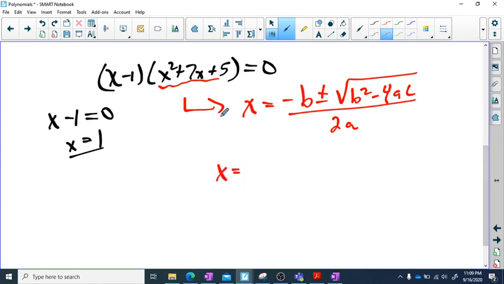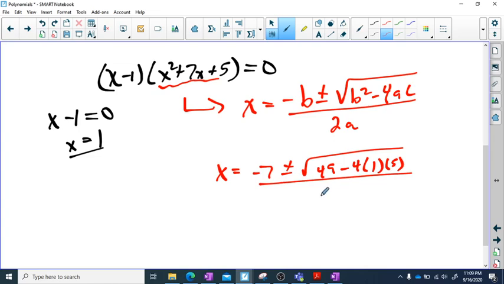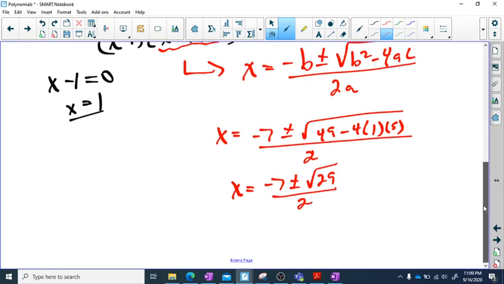Fill in the correct values. X equals, so there's your b value, negative 7 plus or minus the square root of b squared, which would be 49, take away 4, a is 1, c is 5, all of that over twice a being 1, so that's just going to be a 2. X would be negative 7 plus or minus the square root of 49 subtract 20, which is 29, over 2. This doesn't reduce any further, that radical. We will just leave everything as it is.